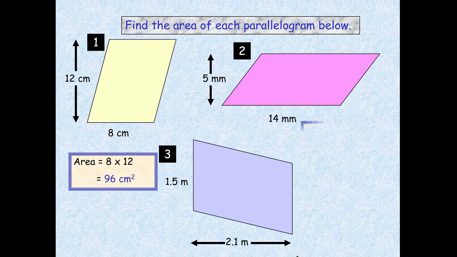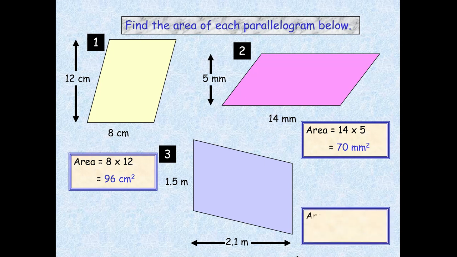Go through the answers. Area of number 1 is 96 centimeters squared. Area of parallelogram number 2 is 70 millimeters squared, and the area of parallelogram number 3, don't think you need a calculator for that one, 3.15 meters squared.